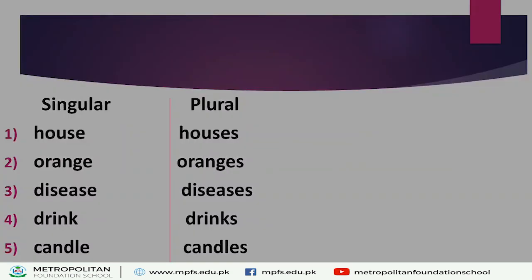Students, before starting your work in your copy, don't forget to make a title page of the month of January. Then you have to make a title page of homophones. Then you have to start this work in your English B copy. The work should be done very carefully, with very neat and clean handwriting.